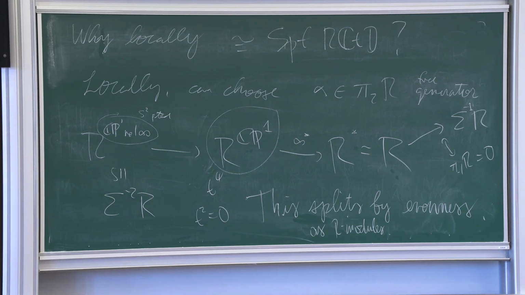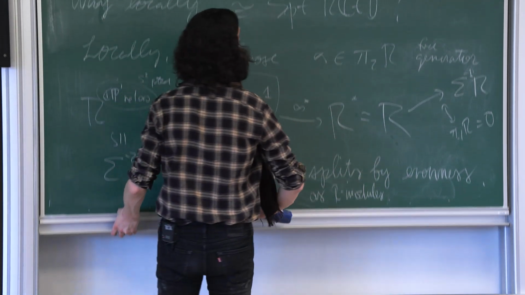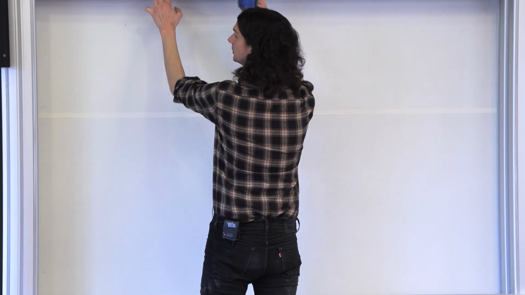All right, so that's why it's locally isomorphic to spf of R power series T, but why is it a formal group?